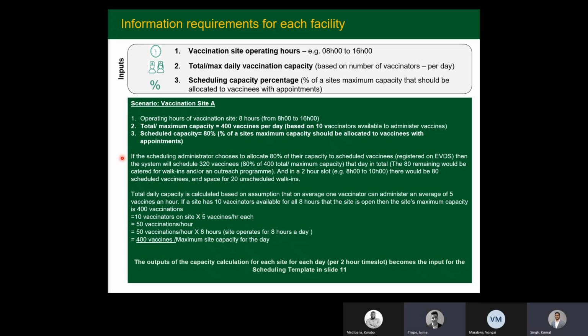Good question there, Jamie. Once you input on the template, which will be taken through in the demo, the vaccination site operating hours, for example, you mentioned from 8 to 6 p.m., that can be done on the system. Then from there, the system will automatically calculate the total max daily vaccination capacity, as well as the scheduling capacity percentage, which we did on the template in the demo. That will guide you further on how to proceed.